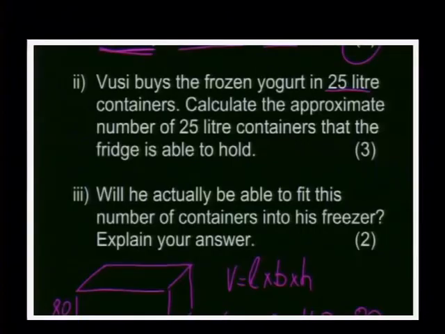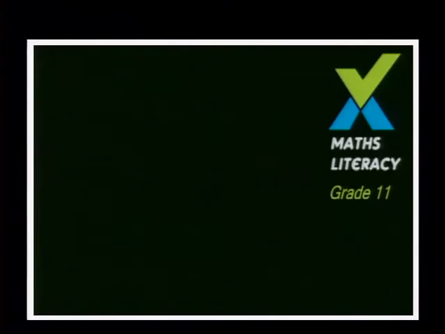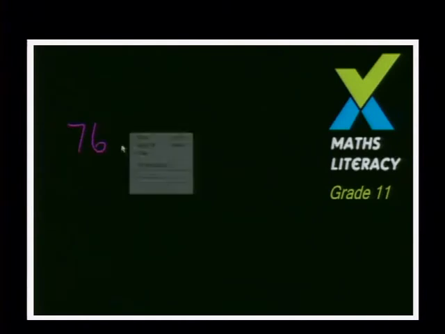So go back, check the question. Have I answered the question? The question wants to know the approximate number of 25-liter containers that the fridge is able to hold. Yes, I've now answered the question. Let's go on to the third part. The third part says, will he actually be able to fit this number of containers into the freezer? And explain your answer. Let's find another piece of paper. So our answer was 76 containers.